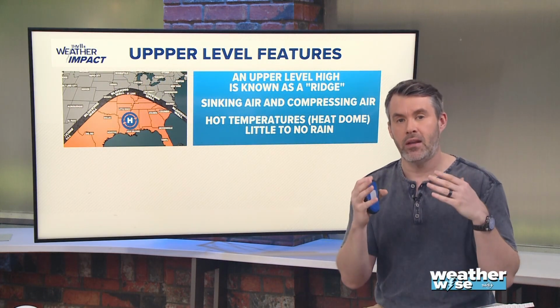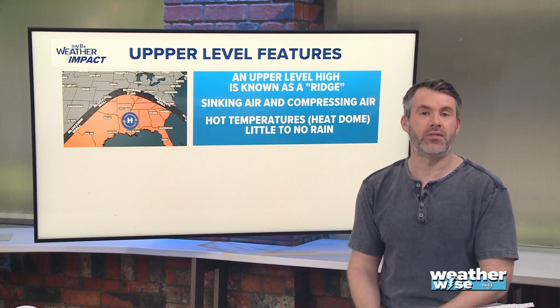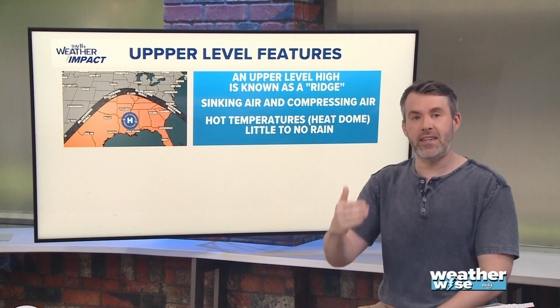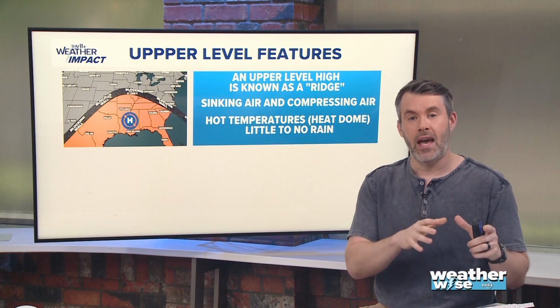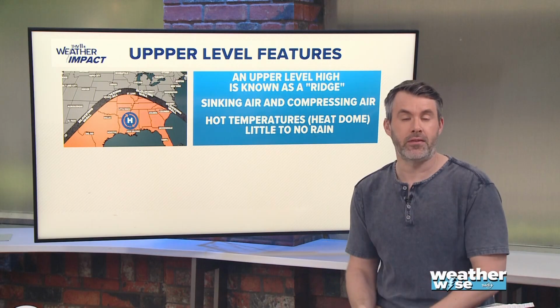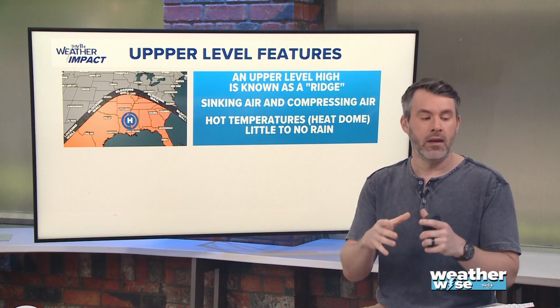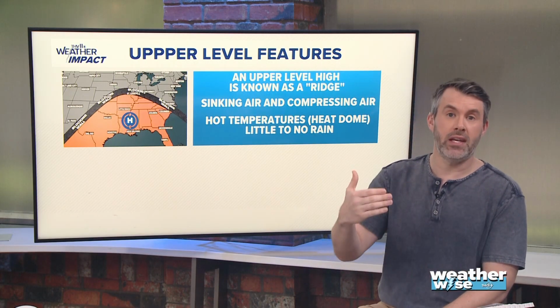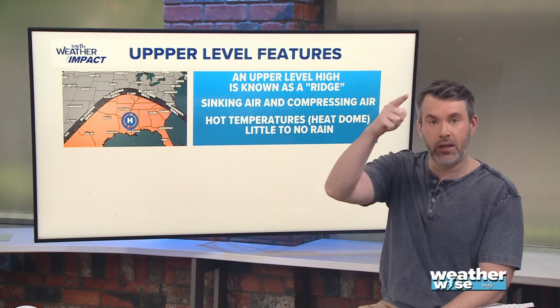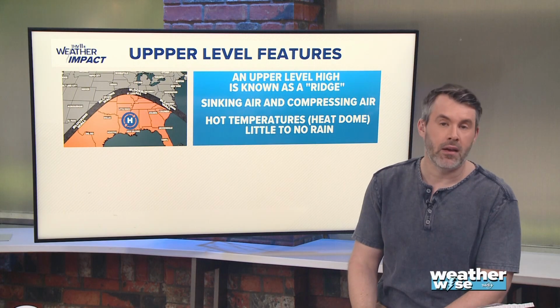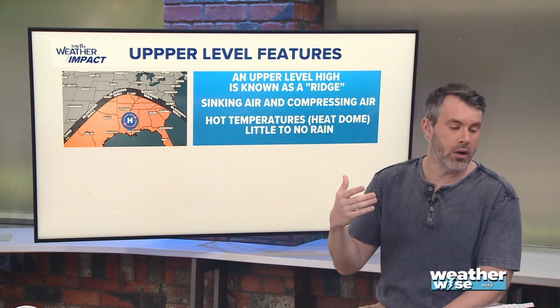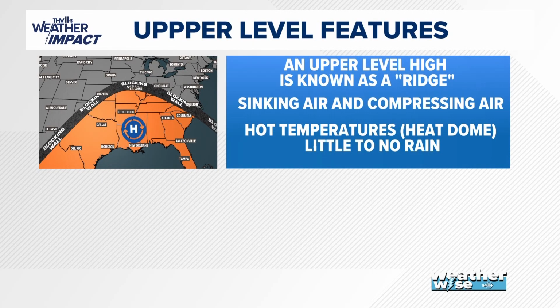When we take a look at the wave features, that's what's important, because the ups and downs will tell us the story, what's happening in the upper parts of the atmosphere, and then what could happen down at the surface, because it's all related. So when you have a ridge or a feature that goes like this with the wave pattern, that's known as an upper level high pressure or as a ridge. And this is an area of sinking air and compressing air. Compressing air is warming air.